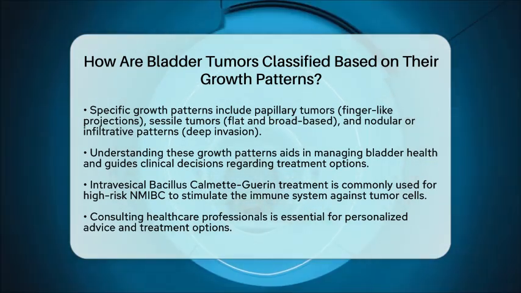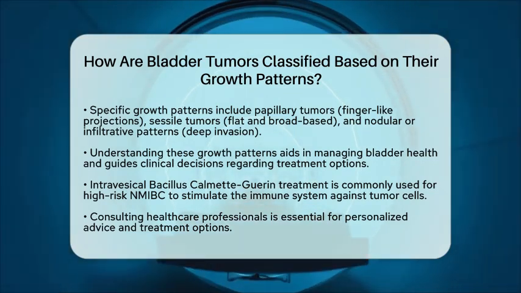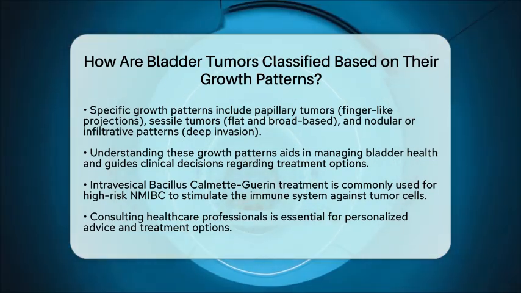In summary, bladder tumors are classified based on their growth patterns: superficial tumors confined to the lining or connective tissue versus those invading the muscle layer. This classification significantly impacts prognosis, treatment strategies, and patient outcomes in bladder cancer care.